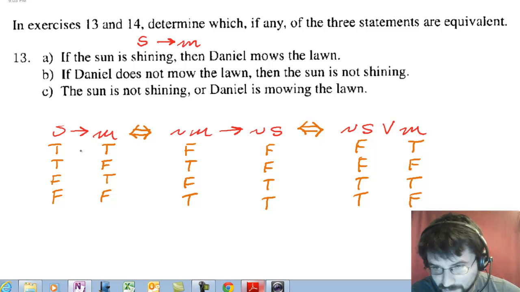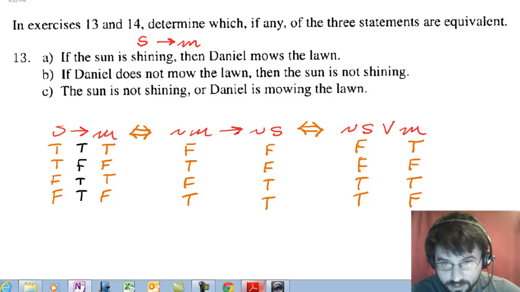Alright. A conditional is only false if true leads to false, and that's right here. So the other ones are true. So this is what I'm looking to get. All the other ones are true, so those match.